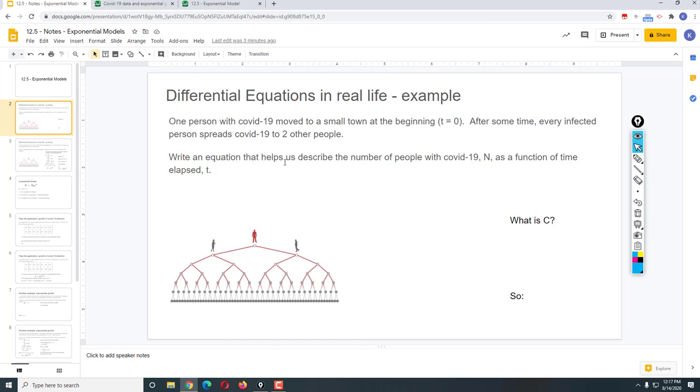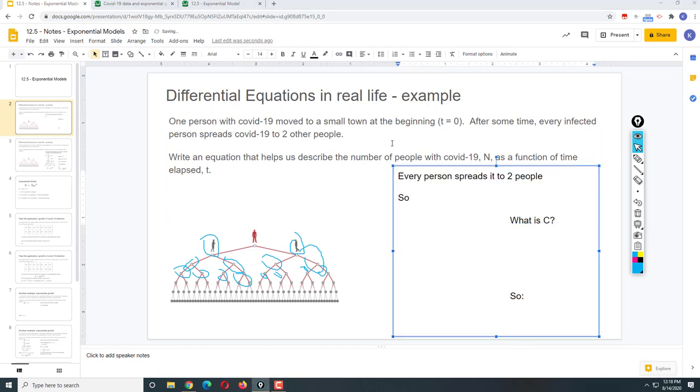After some time, this person spreads COVID to 2 other people. And then after some time, each of these 2 people spreads it to 2 more people. After some time, each of these 2 people spreads it to 2 more. And we're assuming that this person gets better over time. Write an equation that helps us describe the number of people with COVID-19, n, as a function of time elapsed, t.